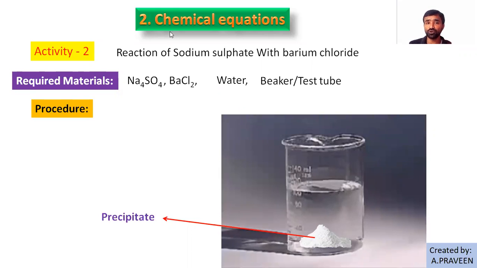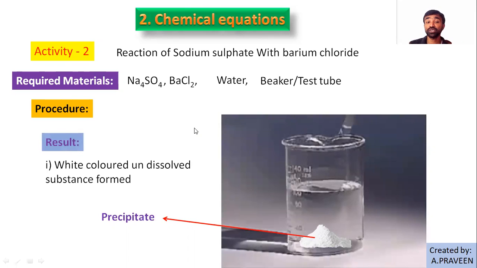So what is the liquid solution? What is the solid material? The solid material we can call a precipitate, right? The liquid solution is an aqueous solution of the particular salt produced in the reaction. So what result can we write here? In this reaction, a precipitate is formed. The substance remains undissolved at the bottom of the liquid, right? So this is the observation you made in activity 2.